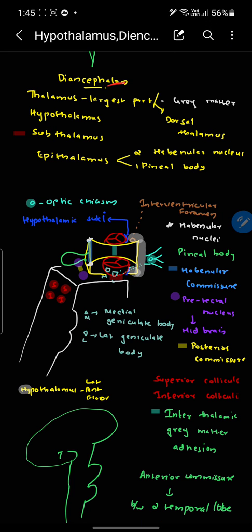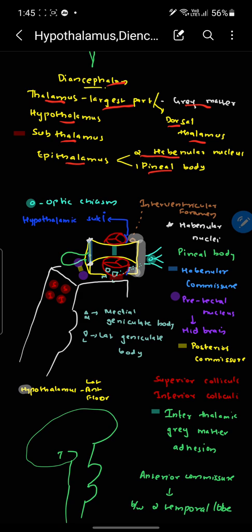In this diencephalon, we have thalamus, hypothalamus, subthalamus, and epithalamus. The thalamus is the largest part of the diencephalon. It is a mass of gray matter. This thalamus is also called the dorsal thalamus. The epithalamus consists of two habenular nuclei and one pineal body.